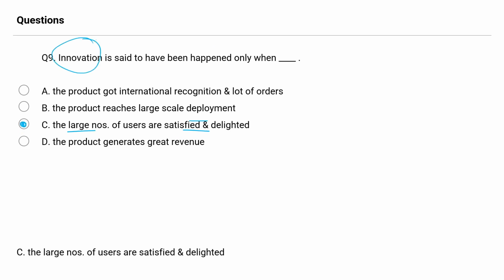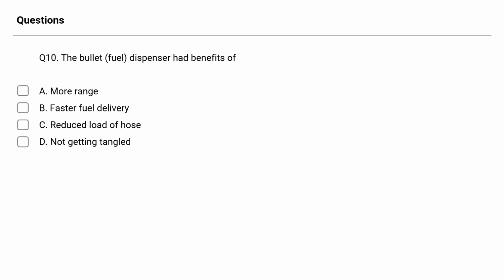So well done, all of you. You have opted for the right answer, which is option C. Congratulations to most of you. Let's come to our last question, and it is about the bullet fuel dispenser. So we are asking what were the benefits of it. Was it more range, faster fuel delivery, reduced load of hose, and not getting tangled?